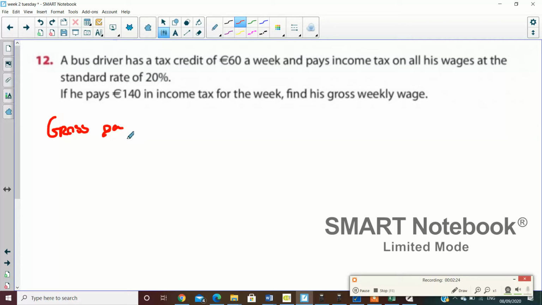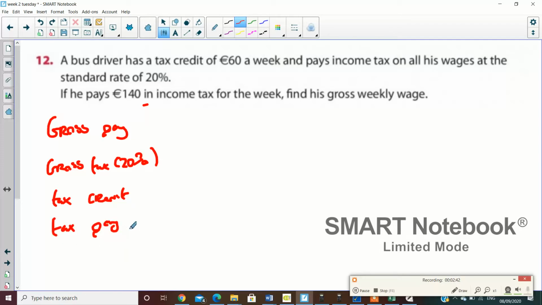A bus driver, so we have a gross pay. We have a gross tax, or tax at 20%. So that's 20% of your money. We have tax credit. And then we have income tax, which is tax payable, by the way, just to let you know. Same thing. And what we have here is 140. His tax credit is €60. This means he was meant to pay 200.